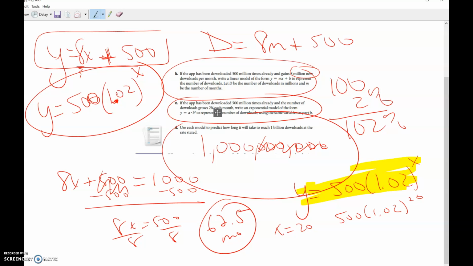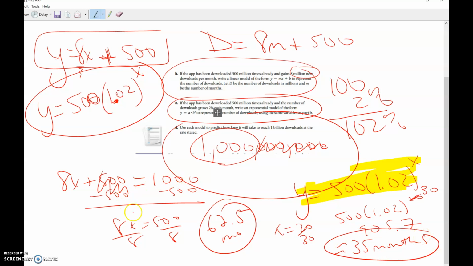All right, so then I'm like, okay, that's not enough. So maybe I want to change this to 30 and try 30. So 500 times 1.02 raised to the 30th power. All right, and I'm getting closer. I'm at 905.7. So I keep guessing until I get that 1,000. And in this case, it's about, I think it's about 35 months. So for exponential, you're just going to have to guess and test. Linear, you can solve an equation. But exponential, because the variable's up here, you can't do that.